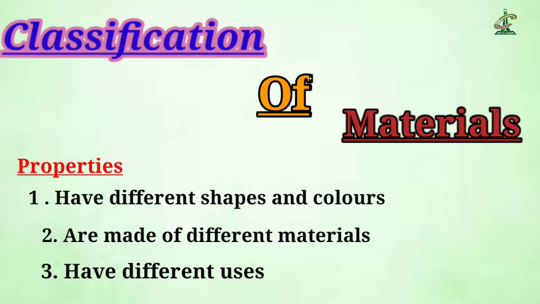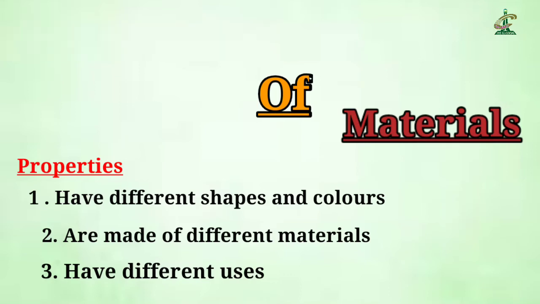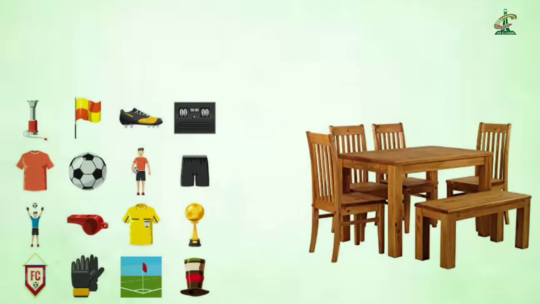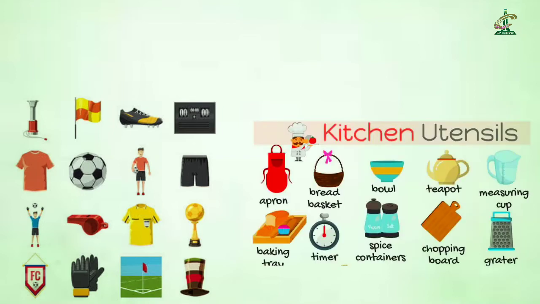Okay, so let us take an example to make it clear. For example, there are tables, desks and chairs. These are made up of the same material, but their uses are different. Okay, now you can see the kitchen utensils. These are different from each other, okay, and made up of different material, and their uses are also different, but all are used in kitchen. Are you getting my point? So we always classify the things on the basis of their properties. I hope it is clear to you.